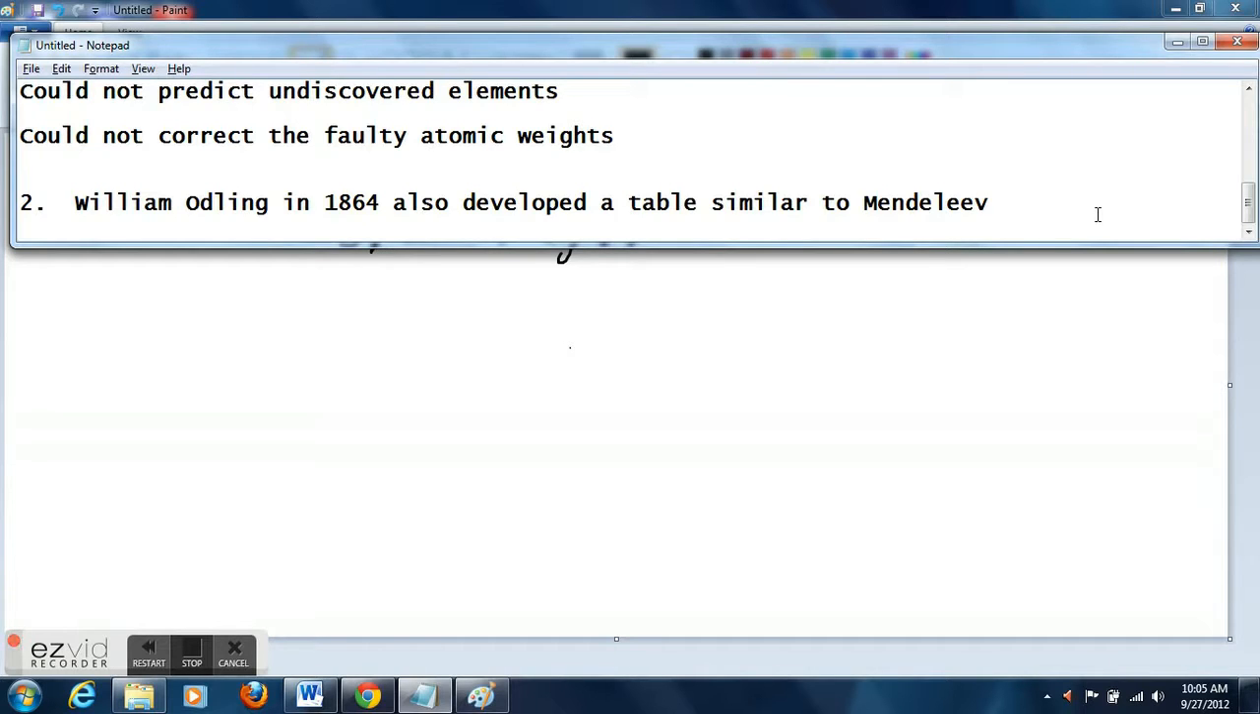So this is all about early contributors. Next I will talk about Moseley and modern periodic table.